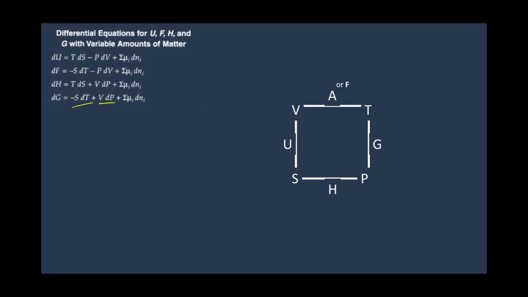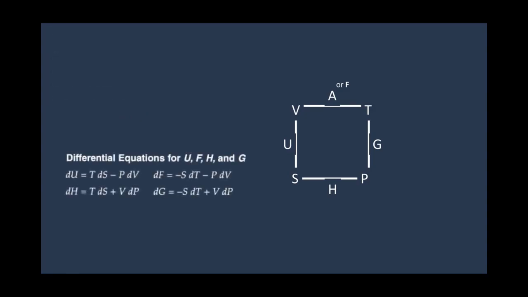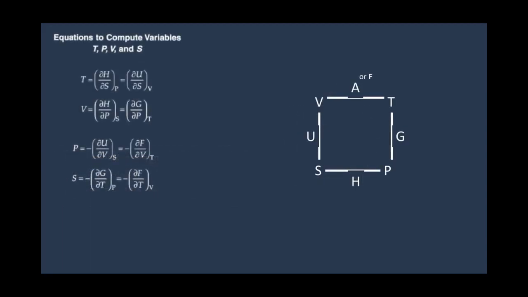So this is the differential equation for U, A, H and G with the variable amount of matter, and also without the variables. The differential equations for U, A, H and G are also asked in the CSIR many times. So next we have to compute the variables T, P, V and S. So these four. It's also very simple, I'll show you.